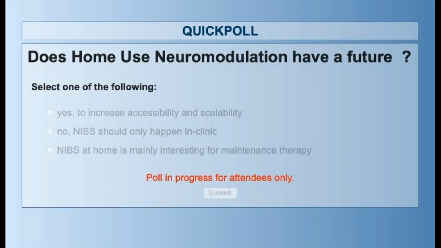The poll is ongoing and already 60% voted. So let's wait for a few more seconds.